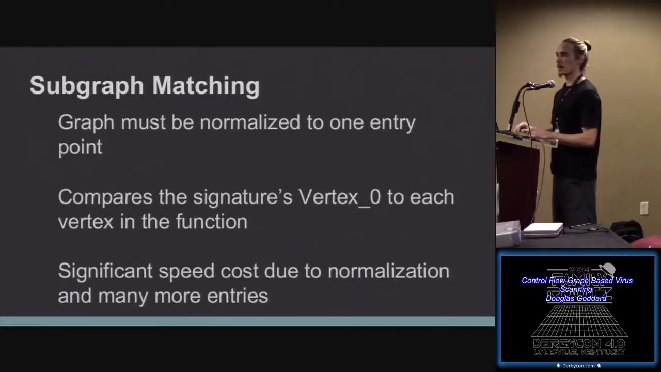And subgraph matching is the last thing I implemented, and the graph needs to be normalized to only have one entry point. So you strip away all the try-catch blocks, and then you go through and compare that entry point to every node in the target function to see if the signature will match somewhere else in that function. This slows down a lot. It'll take a run up to 20 minutes, but it also has not been optimized yet, so I think there's a lot of shortcuts I could do to bring that back down to a reasonable time like the other scans are.